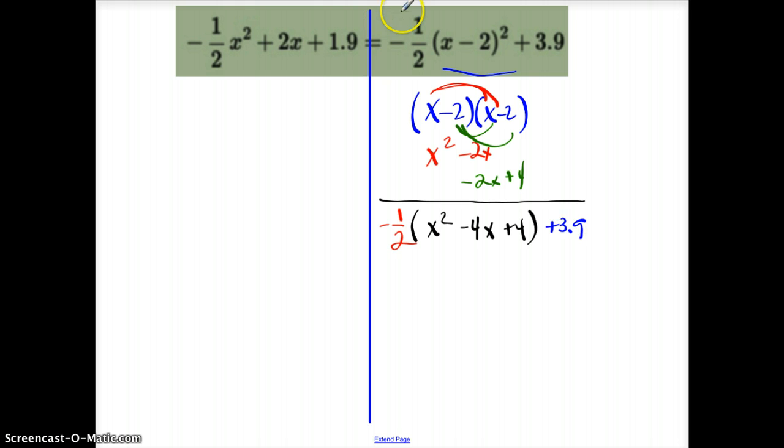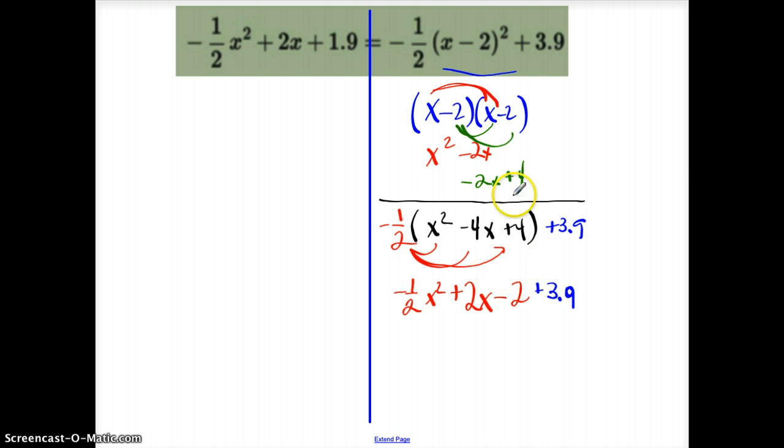Okay, so I'm going to distribute each one of these. I'm going to distribute, and distribute, and I'll have negative 1/2 x squared, and then positive, because negative times a negative is a positive, 2x, and a negative times a positive is a negative, and 1/2 of 4 is 2. Okay, so the parentheses now go away, and I'm going to add this 3.9.